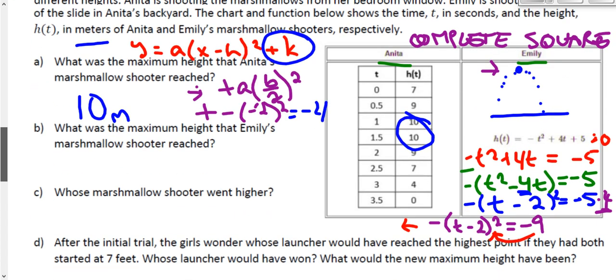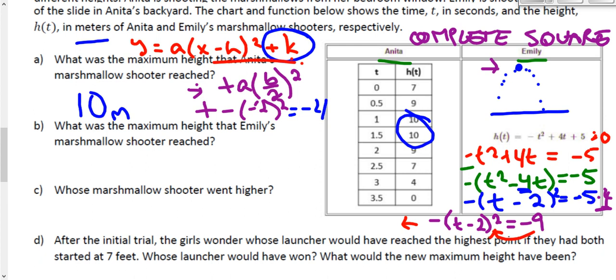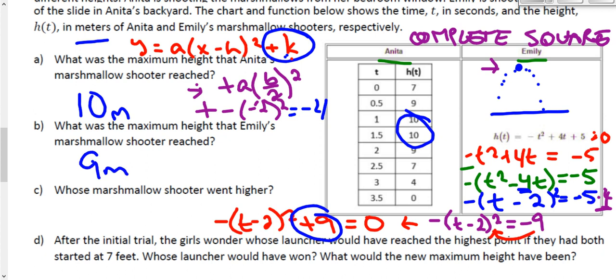The vertex form has the k value on the same side as everything else. So I'm going to go ahead and just move the c value back to the other side. So the negative t minus 2 squared, we're going to move the negative 9 back by adding 9 to both sides. We get plus 9, and we can set it equal to 0 again, or h of t, whatever it needs to be equal to. So this is our completed square formula, and to find the height we needed to look for that k value, and the k value is positive 9. So the maximum height Emily's marshmallow shooter reached was 9 meters.